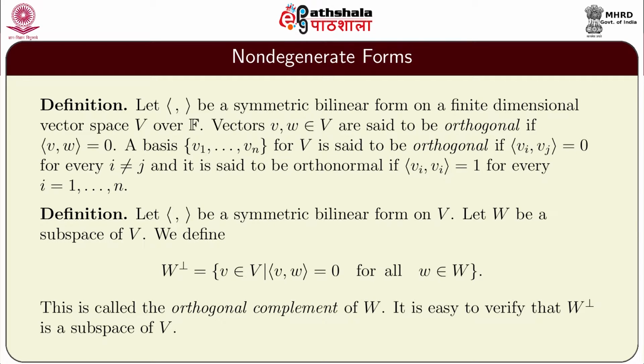Now a definition. We start with a symmetric bilinear form on V and W a subspace of V. Let us define W perp to be the set of all vectors v such that inner product v comma w is 0 for all w in the subspace W. This is called the orthogonal complement of W, and it is an easy verification that W perp defined above is a subspace of V.